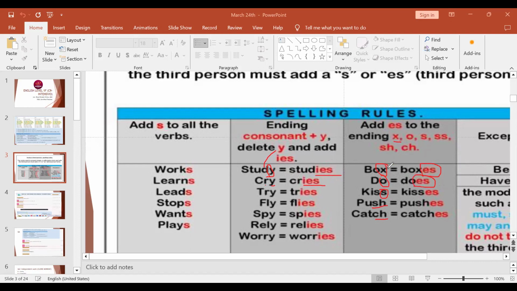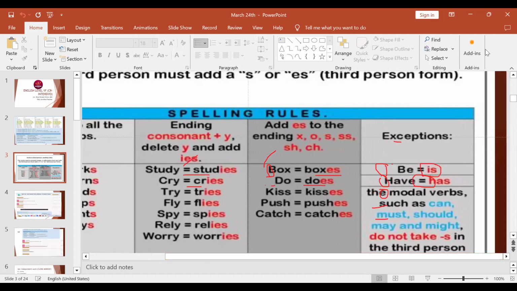Okay, so these letters, these sounds are not with vibration in your throat, okay? But these have a kind of vibration. For that reason, we just add the S. We practice this rule with the plurals, okay? So you have these rules in your Moodle, in your WhatsApp group, sorry. Okay, let me see what else we have.